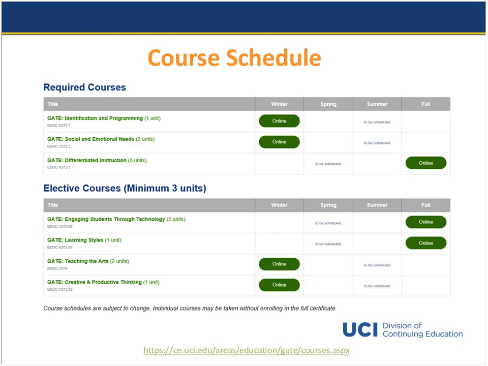Here's a list of the required and elective courses that make up our GATE program. The topics covered in the program will help you develop a new skill set and gain a deeper understanding of this diverse group of students. When viewing the course schedule online, you'll notice that not all classes are offered every quarter, so you will want to plan accordingly. Pay close attention to the unit value of each course because this dictates the course fee and how long each course will last. So just as an example, you can expect Learning Styles, a 1-unit course, to cost $375 and last 3 weeks online, while Differentiated Instruction, which is a 3-unit course, will cost $500 and last 10 weeks online. The nice thing about our program is that you can earn your certificate in as little as 9 months, and you can choose elective topics of greatest interest to you.